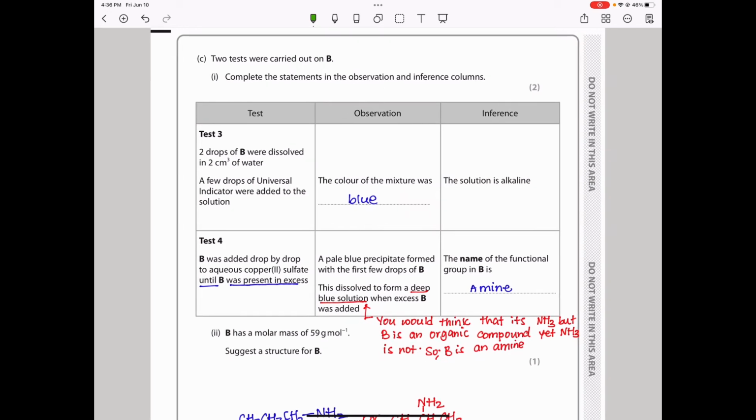They said two tests were carried out on B. So again, two tests on sample B. Complete the statement in the observation and inference column.